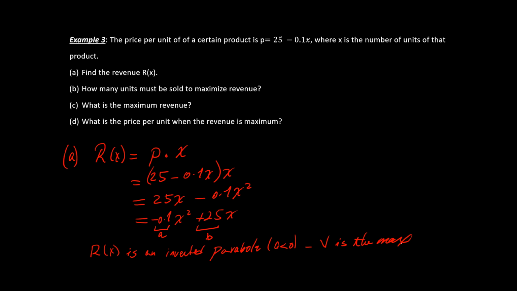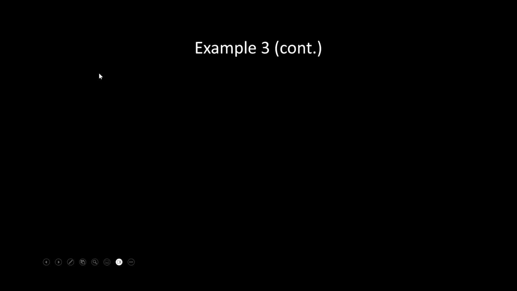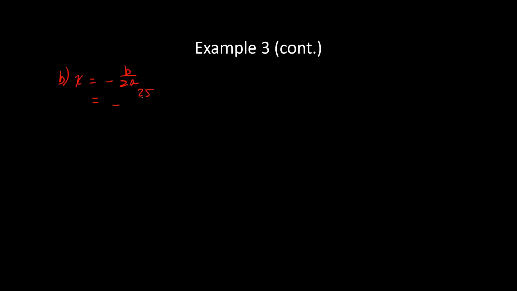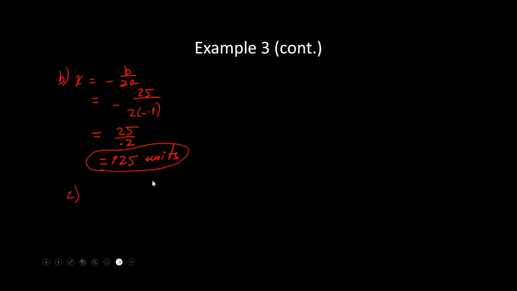And now, vertex is the max. We can get the x coordinate of the vertex, and in this case, it represents the number of units. So for part B, x equals negative b over 2a, or negative, what was b in this case? 25 over 2 times negative 0.1. So that's 25 over 0.2, or 25 times 5, which is 125 units. So the maximum revenue happens at 125 units. If we sell that, that's when we bring in the maximum revenue.